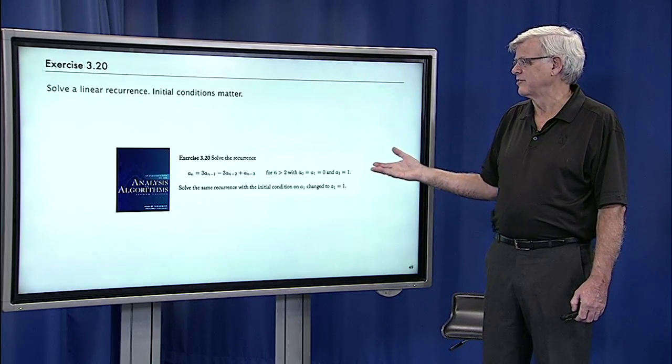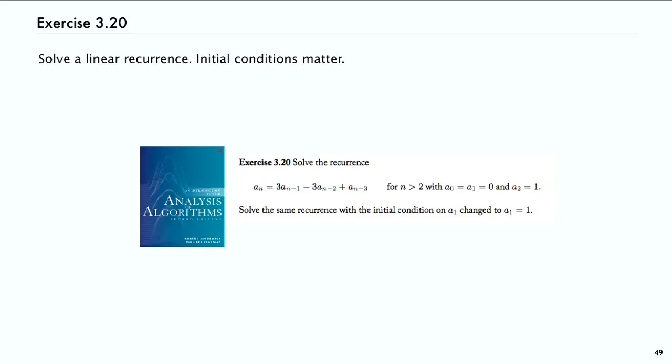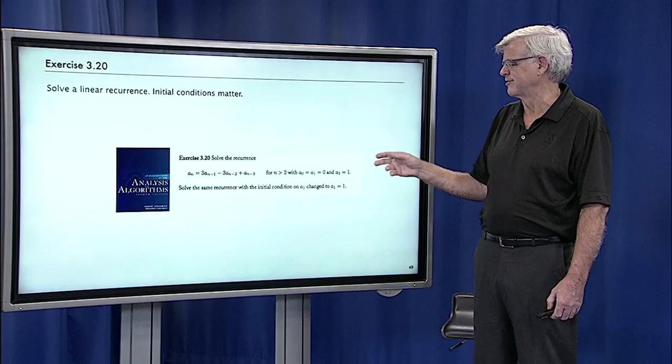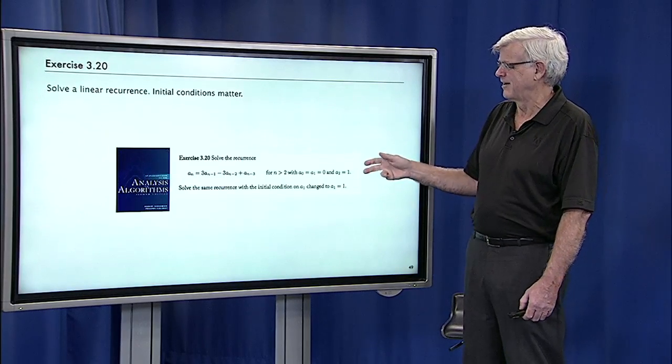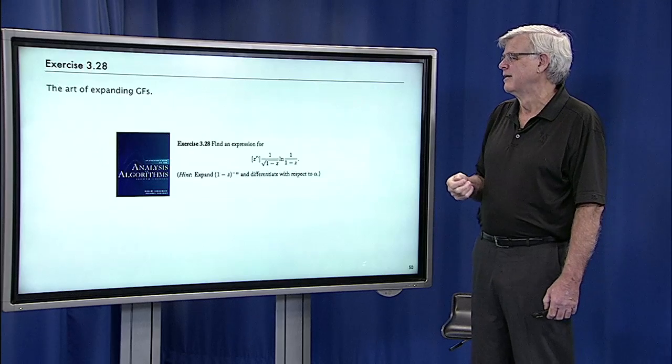First one is to just practice solving a recurrence. And this is an example that shows that the initial conditions really matter. So solve a recurrence with one set of initial conditions, and then solve the same recurrence with just that one initial condition changed. And you can see the impact of just that one change on the recurrence, and also get some practice on solving recurrences.